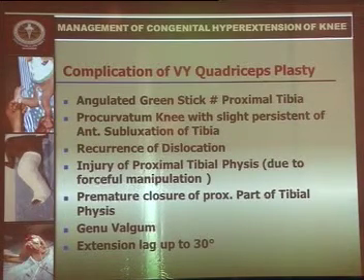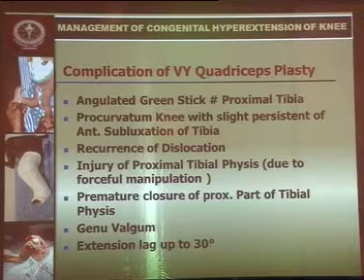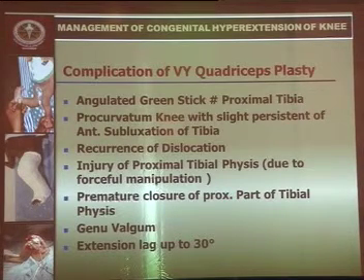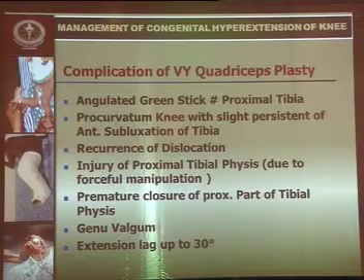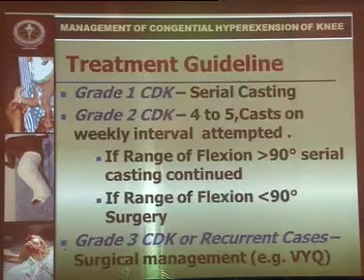What are the complications of VUI quadricepsplasty? The complications are angulated greenstick fracture of the proximal tibia if you apply any force, residual knee deformity, slight persistent anterior subluxation of the tibia on the femur. Recurrence of dislocation: even if you do the surgery, there is a chance of recurrence. Premature closure of the proximal tibial epiphysis: if force is applied, the epiphyseal growth is reduced or damaged and there is premature closure, which will end up in shortening of the tibia. Then genu recurvatum and an extension lag up to 30 degrees you may get.